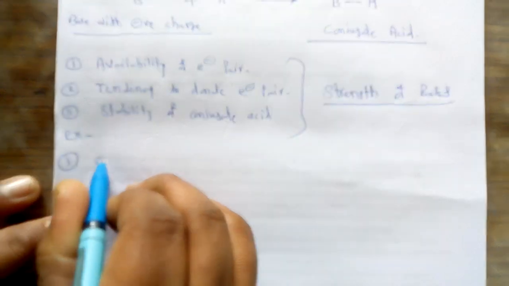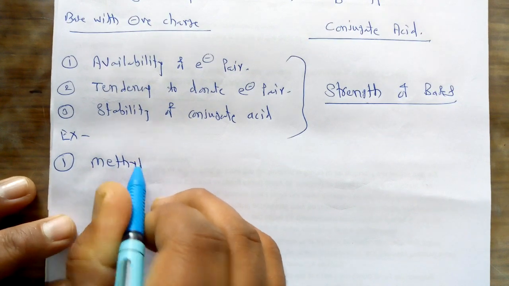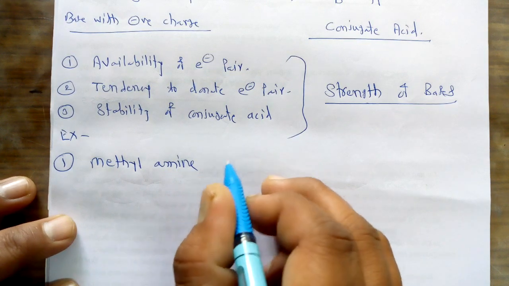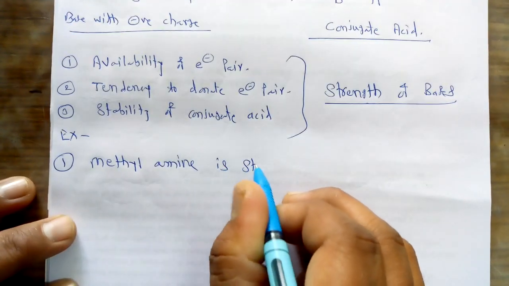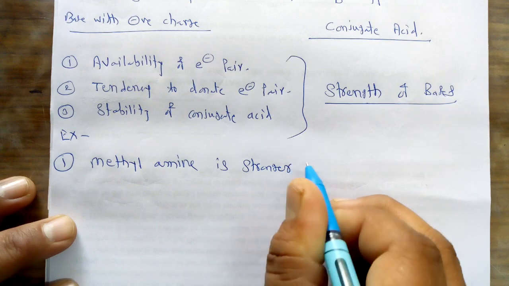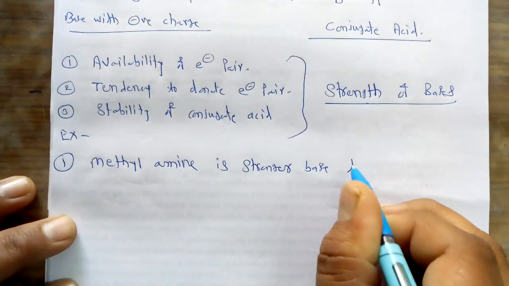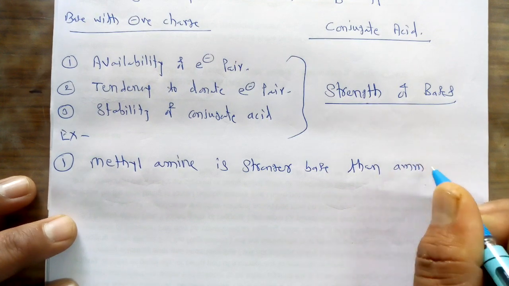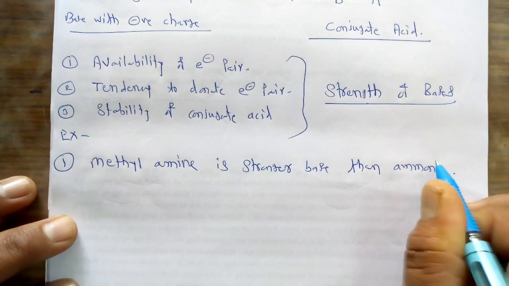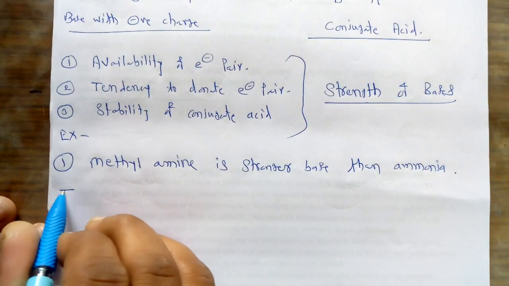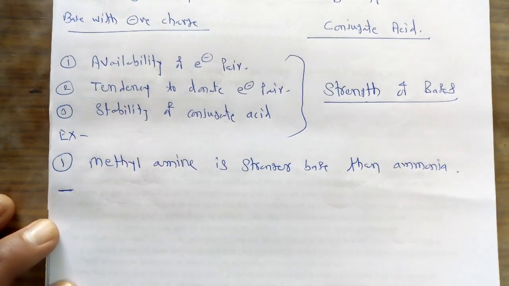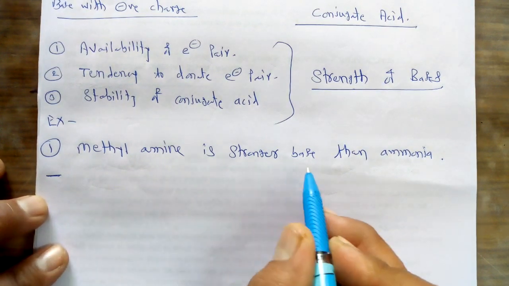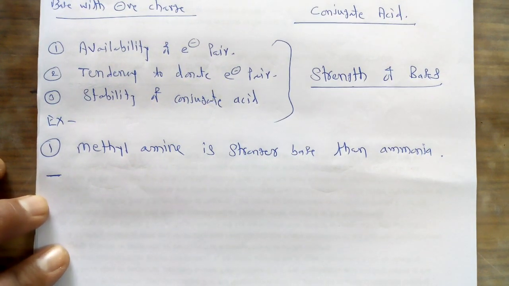The first simple example is methylamine. Methylamine is a stronger base than ammonia. So this is our first example in order to study the basicity of two different compounds. What happens here? This methylamine compound is a stronger base than ammonia. So we have to give the justification.